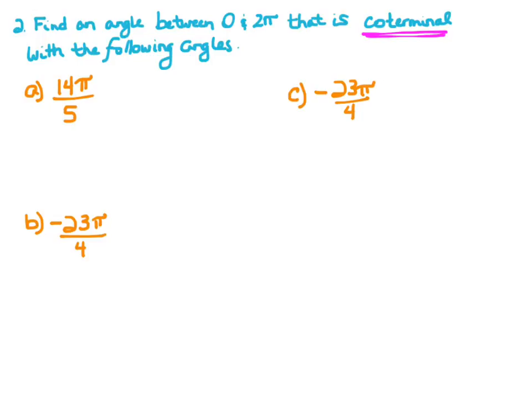So I'm going to start over here with 14 pi over 5. And 14 pi over 5, that is bigger than 2 pi, because 14 over 5 is bigger than 2. So I need to subtract 2 pi. And in order to subtract it, I've got to get a common denominator. So this is going to become 14 pi over 5 minus 10 pi over 5. 2 pi can turn into 10 pi over 5. Now I have a common denominator, and I can subtract and get my answer, which is 4 pi over 5.